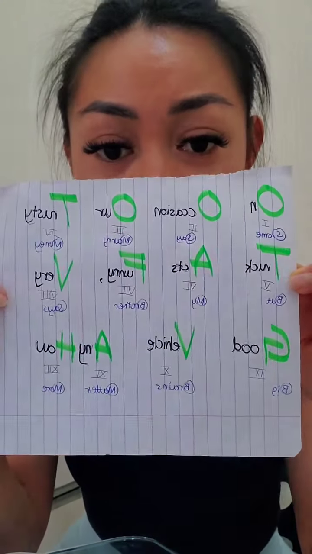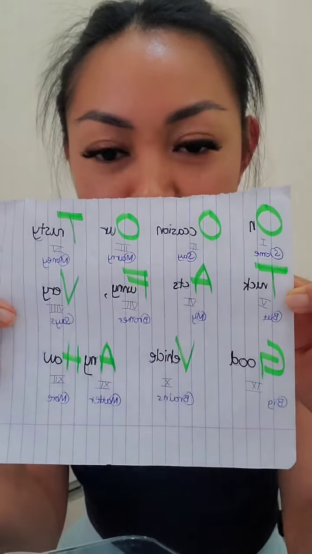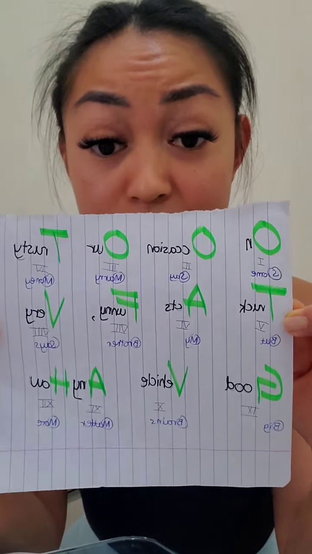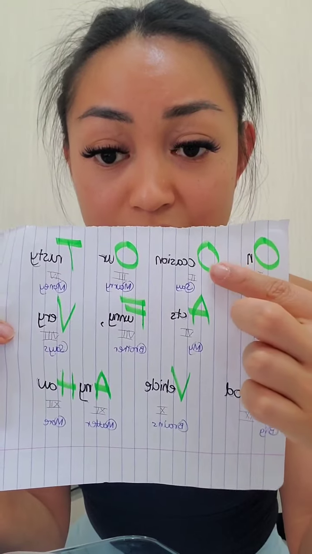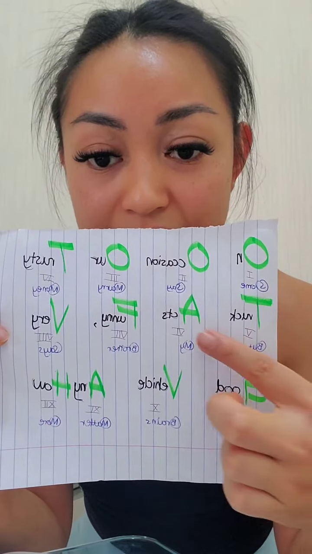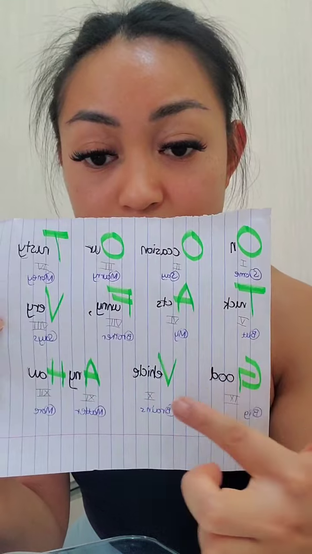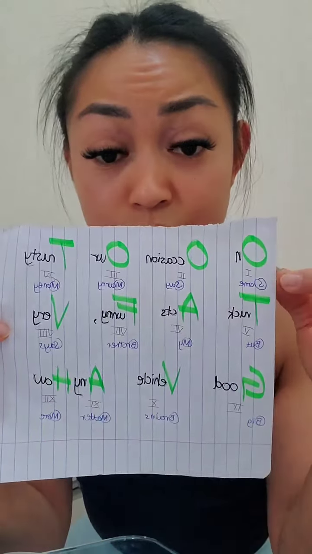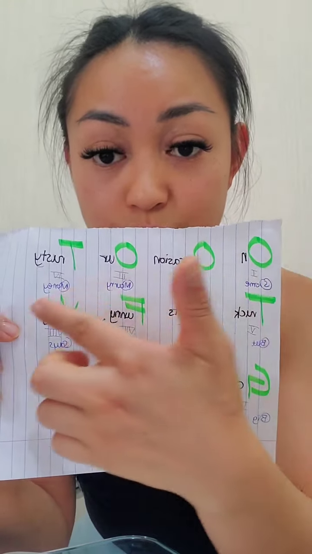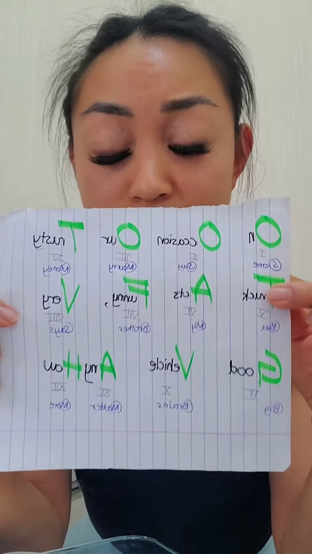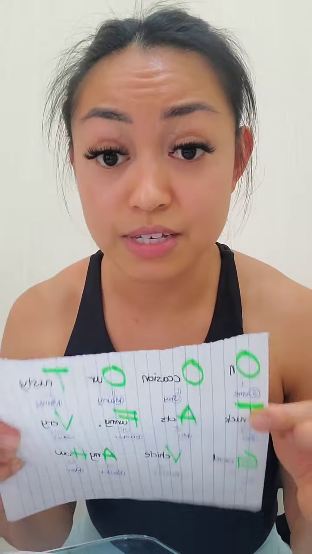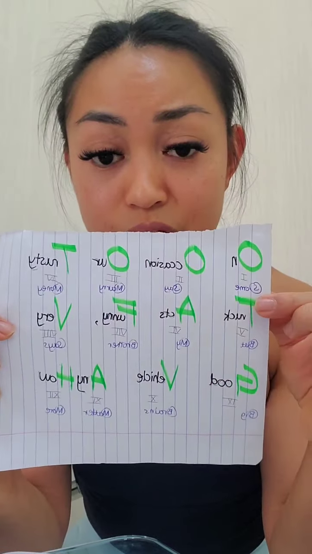Right guys, I've come closer in case you can't read my writing. I'm just going to read out the words again. On occasion, our trusty truck acts funny. Very good vehicle anyhow. Again, the first letter of each word corresponds to the first letter of the cranial nerve. So I'm just going to tell you the 12 cranial nerves now using this mnemonic.